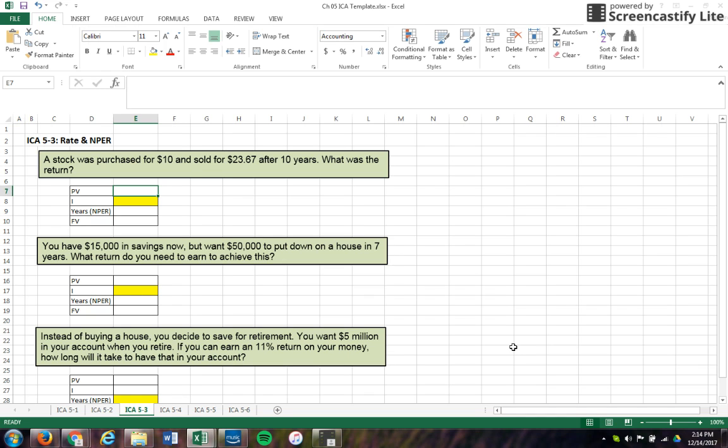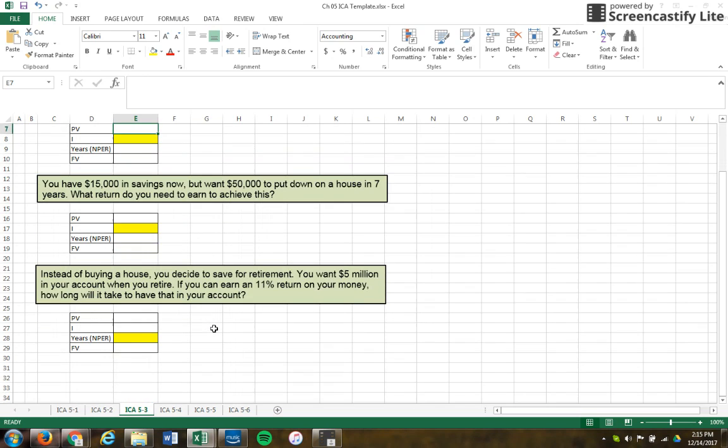Hey, finance students, we are working on practice problem 5.3, where we're going to calculate two more parts of the time value of money problems. We're going to calculate rate and number of periods. So we have three problems. I'm actually going to let you do the first one on your own. We're going to look at the second and third ones that we have here.